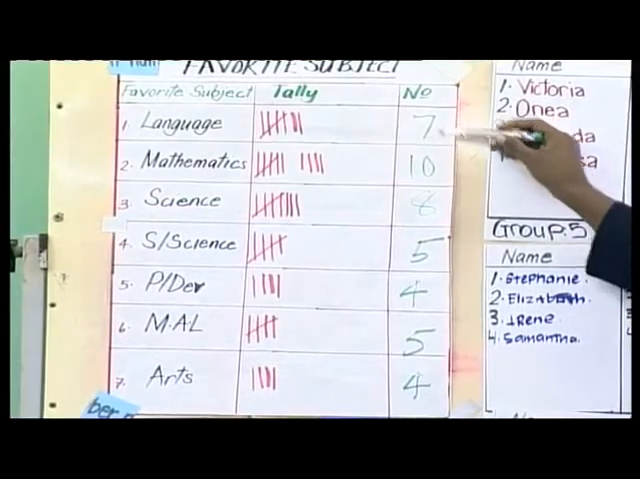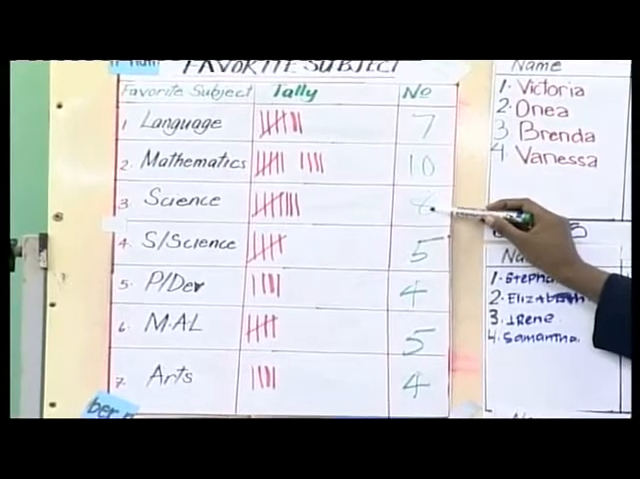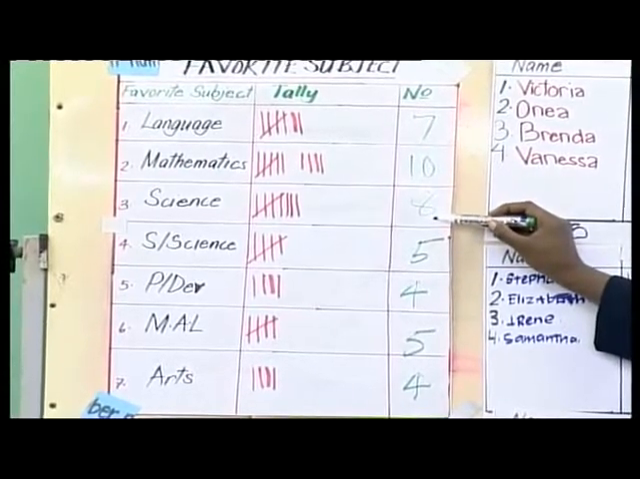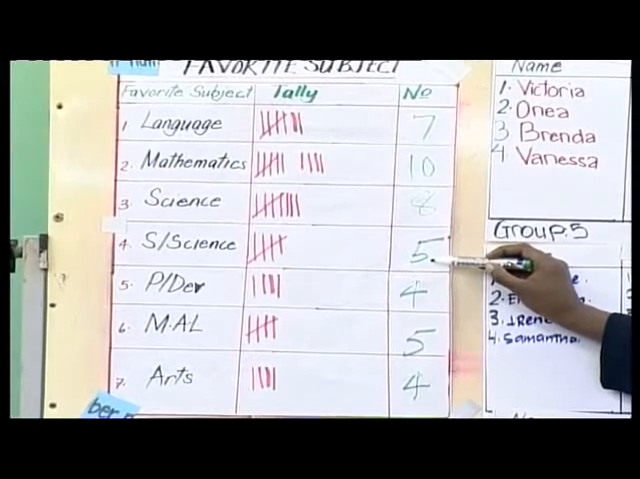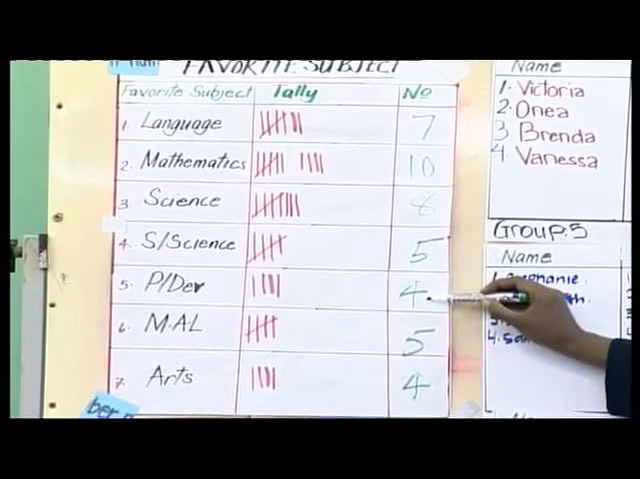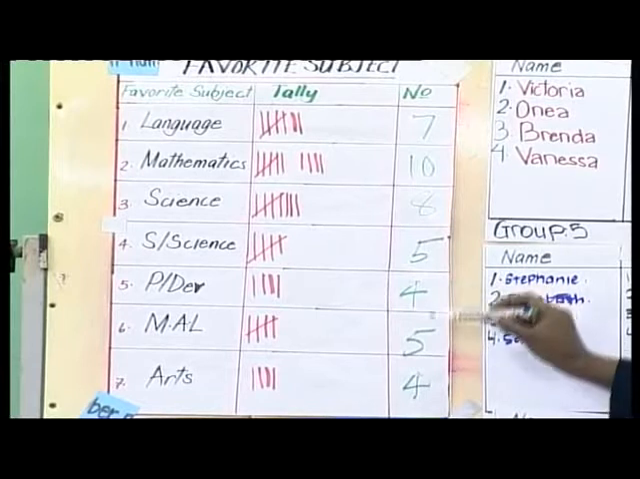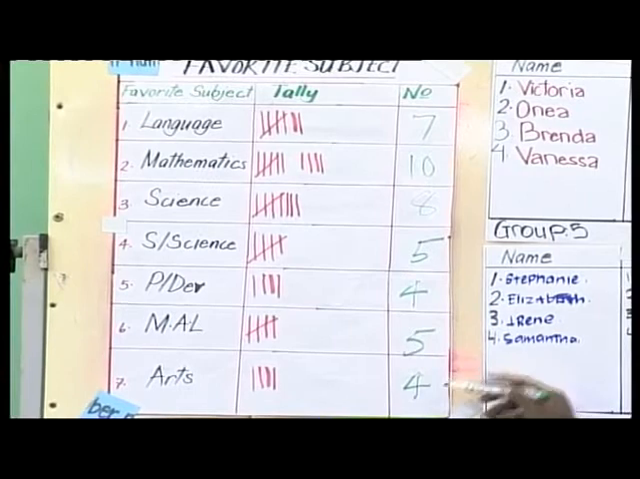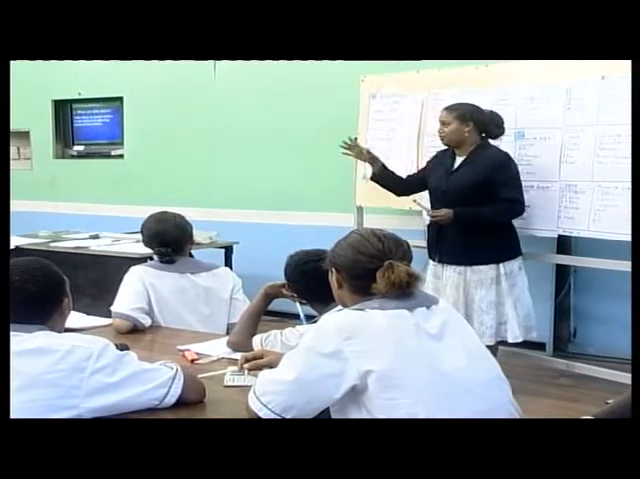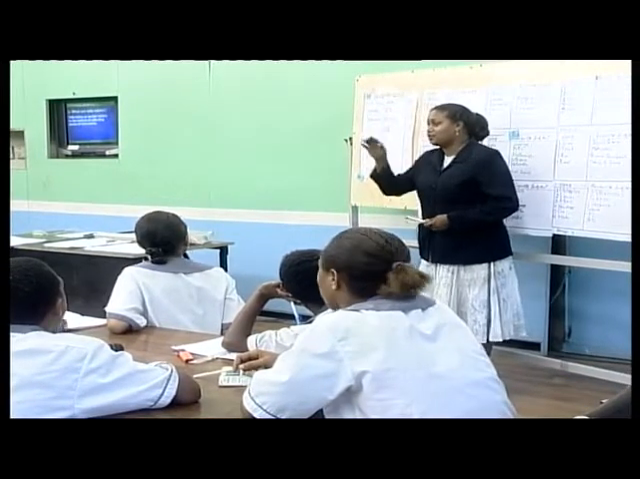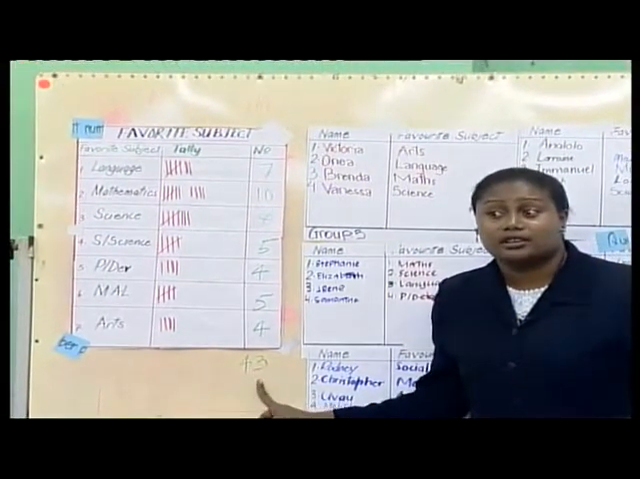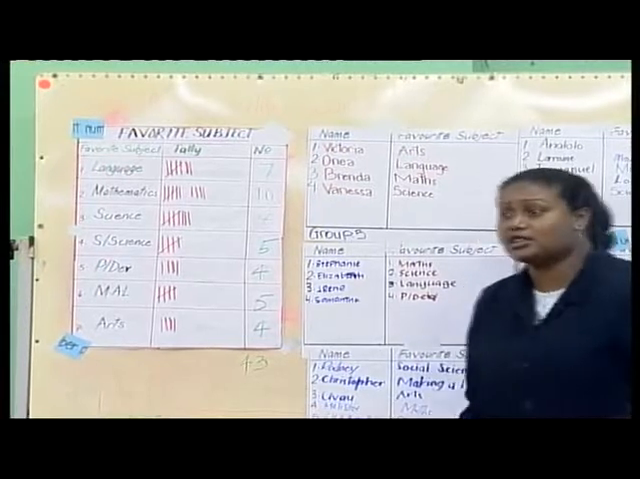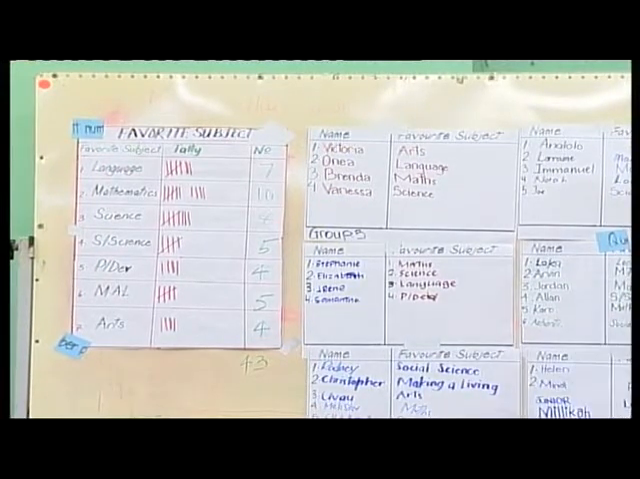Let's count. 7 plus 10 is 17, plus 8 is 25, plus 5 is 30, plus 4 is 34, plus 5 is 39, plus 4 is 43. So in class, we have 43 students. If you count everyone here, you have 43 students. You also count at your end. Is the tally correct? Yes, it is correct because it matches the total number of students.